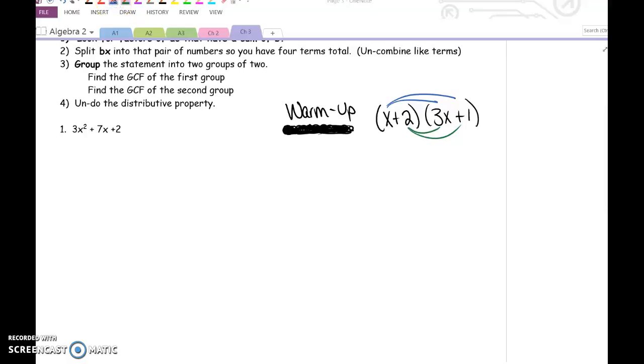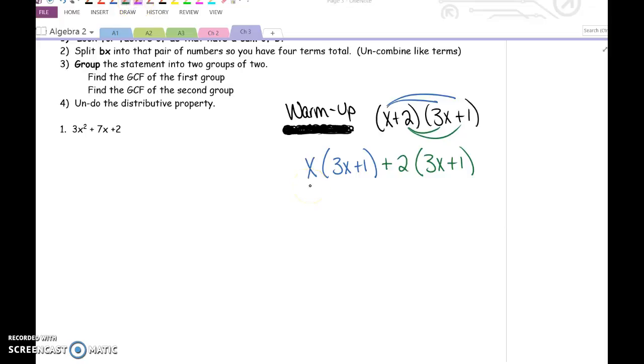Okay, so I'm going to write that like this. x times 3x plus 1 plus 2 times 3x plus 1. This is the distributive property fully written out. We're doing x times the second set of parentheses, that's what's written in blue, and then we're doing 2 times the second set of parentheses, that's what's written in green. So now let's actually do that.